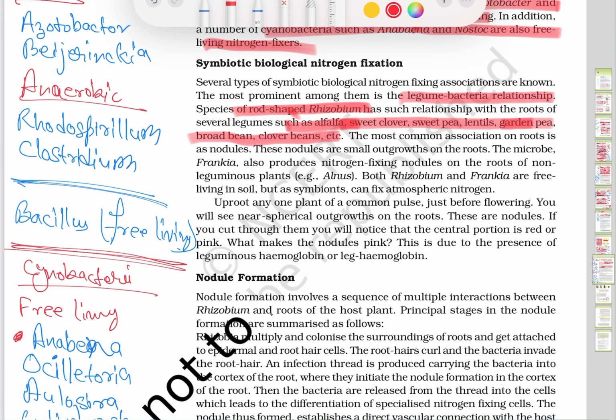The most common association on the root is the nodule. These nodules are small outgrowths on the root. The microbe Frankia also produces nitrogen fixing nodules in the roots of non-legume plants, for example Alnus. Both Rhizobium and Frankia are free living in soil, but become symbionts. Atmospheric nitrogen fixation.